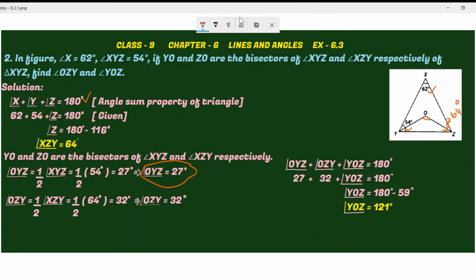This is 27 degrees. Here OZY is half of the angle XZY. XZY is 64 degrees, so half of 64 is 32 degrees. So this angle is 32 degrees.